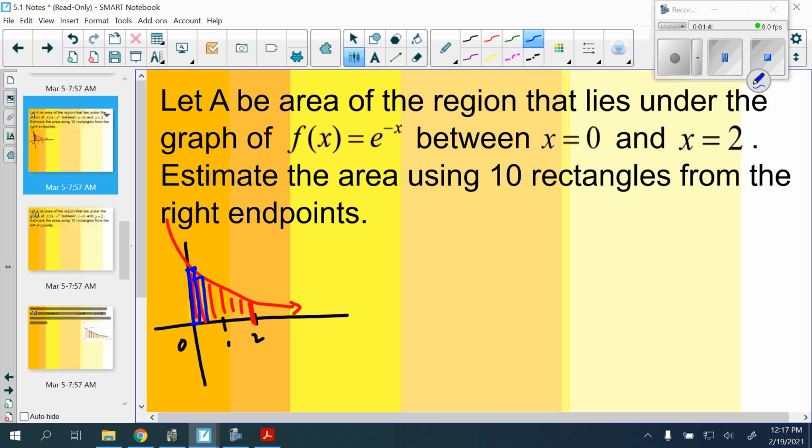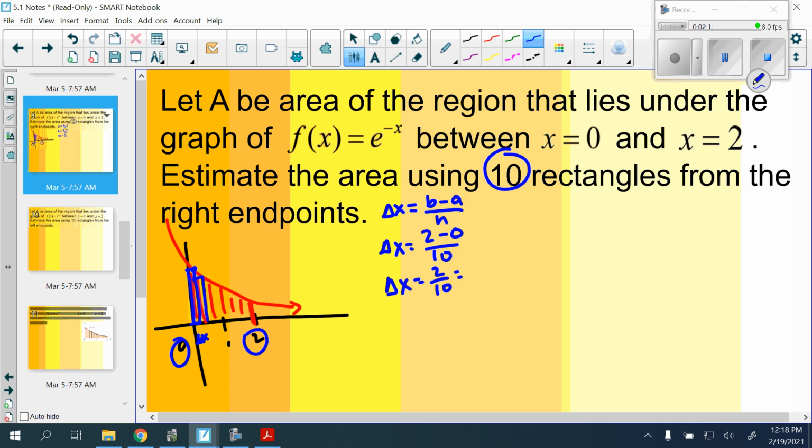So the width, if we're going to find that change in x, our width across each one of these, is our 2 endpoints subtracted over the number of rectangles. Here our 2 endpoints are 0 and 2, and the number of rectangles here is 10. And so our change in x is 2 over 10, which is the same as 1/5, or we could also write that as 0.2 if you divide that out. So that's our change in x.